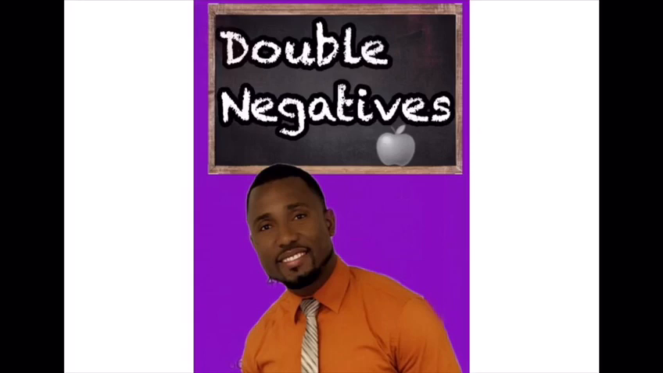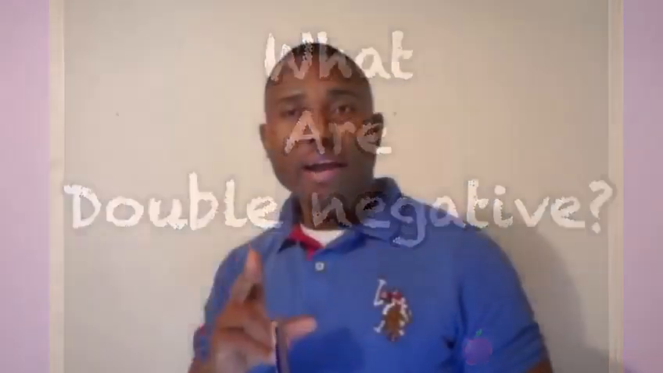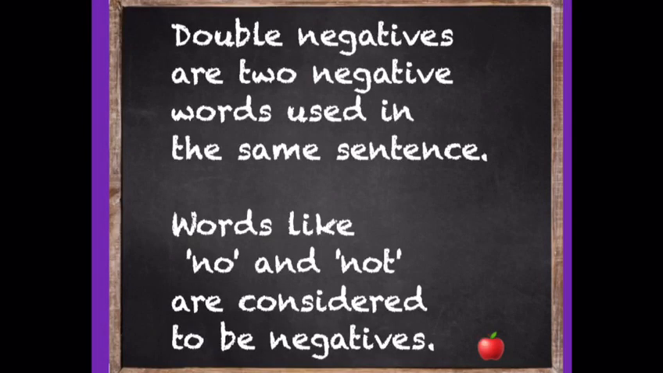This evening, I want to look at negatives in a sentence. You heard about the double negatives rule. Now I want to explain negatives, how we use them in a sentence. Are two negative words used in the same sentence? Words like no and not are considered to be negatives. You are not supposed to use two negatives in the same sentence. That will in turn confuse the meaning of the words or the idea that you're trying to bring across.